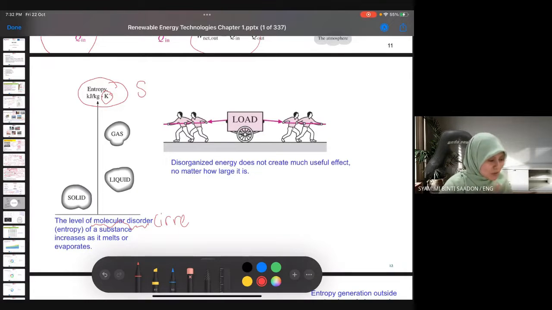Macam huru hara tu. Entropy ni sebenarnya dia macam benda yang huru hara lah, orang kata. It measures the disorder, the irreversibility of a substance, of a process.